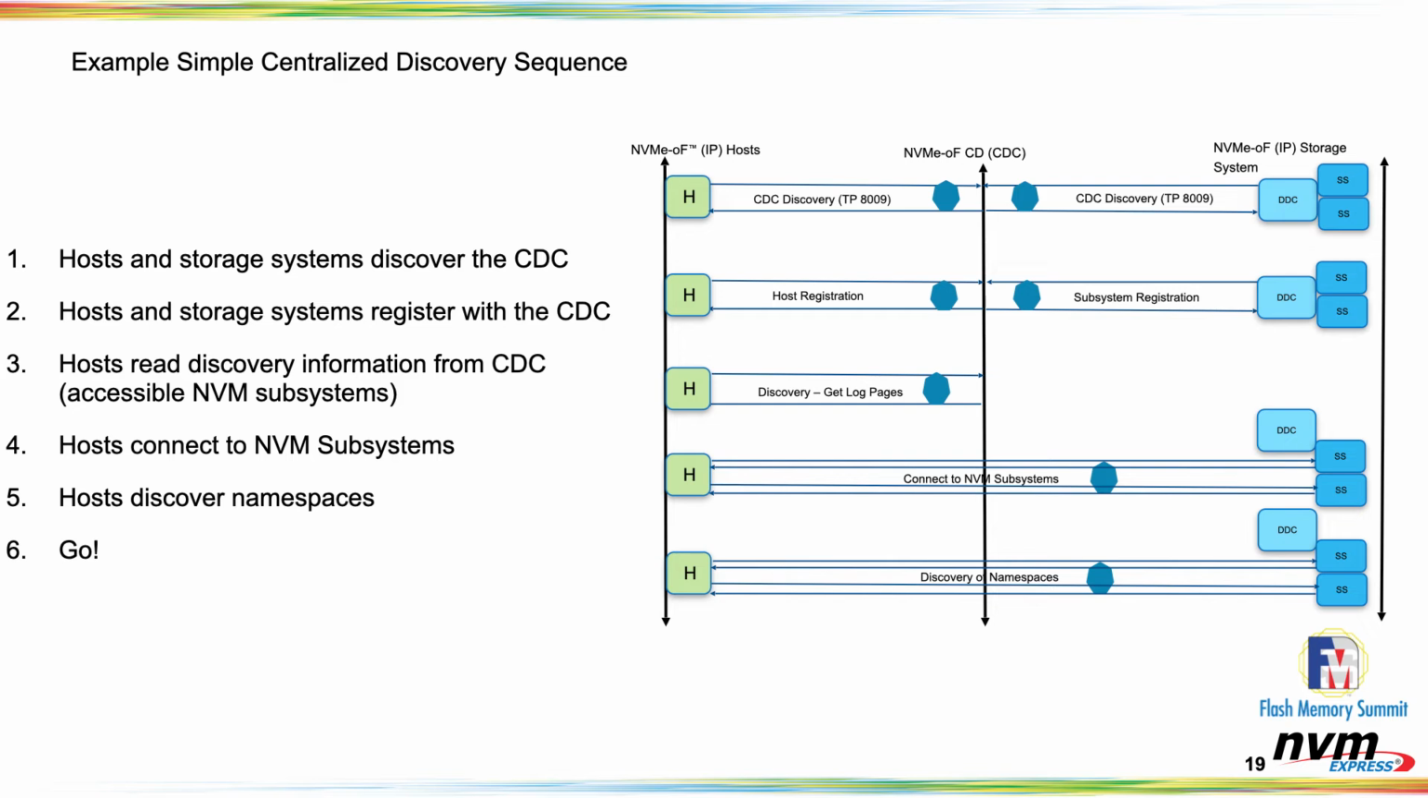They find each other. The host and the storage systems register with the centralized discovery controller. They read their discovery information from the centralized discovery controller. Then the host can connect to the NVM subsystems, find the namespaces, and start using them.